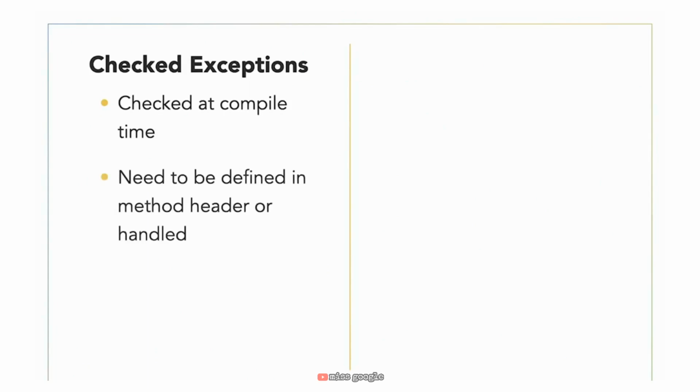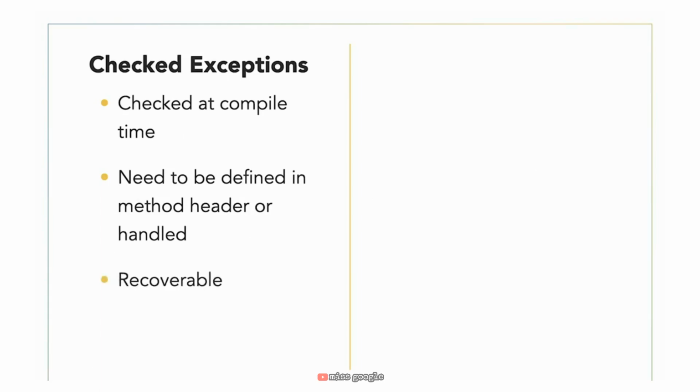Checked exceptions are throwables in Java that are checked at compile time. This means any checked exceptions must be declared in the method header or be caught and handled. If a checked exception could potentially occur in a method or class and that exception is not handled, the code will not build or compile, which means your app will not start at all.